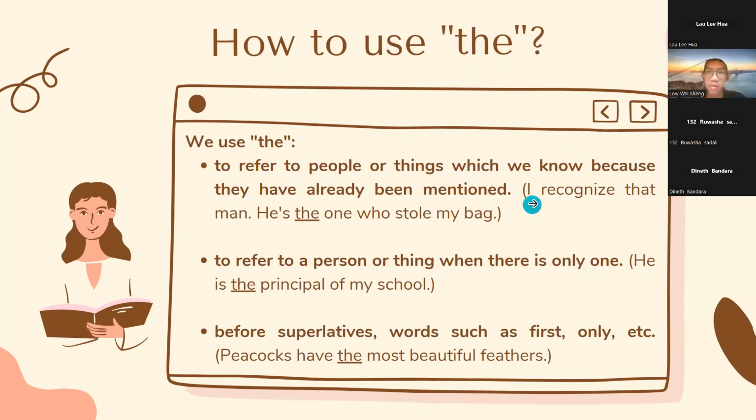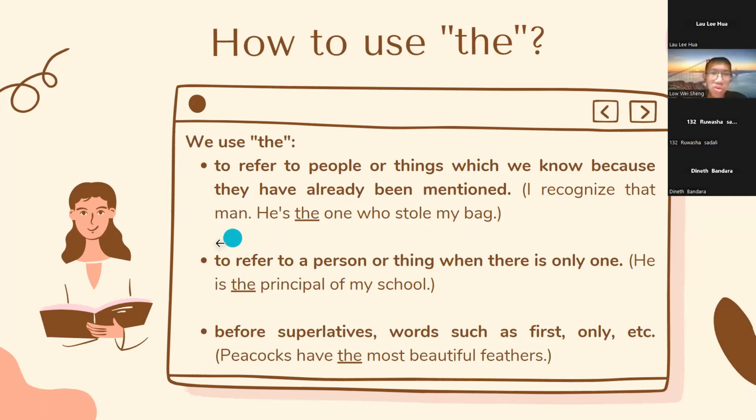So for example, this is a sample sentence. I recognize that man. He's the one who stole my bag. So we can use the here because we mentioned that man in the last sentence. So he definitely refers to this man. And that's why we can use the.